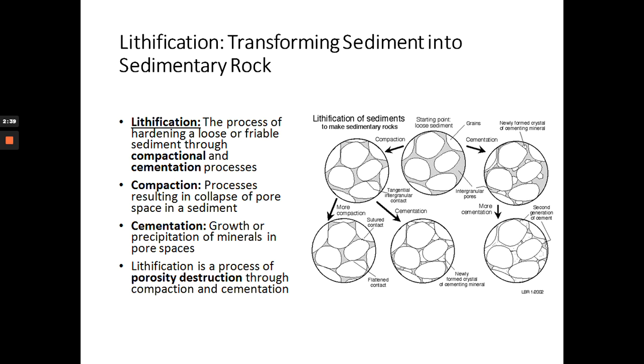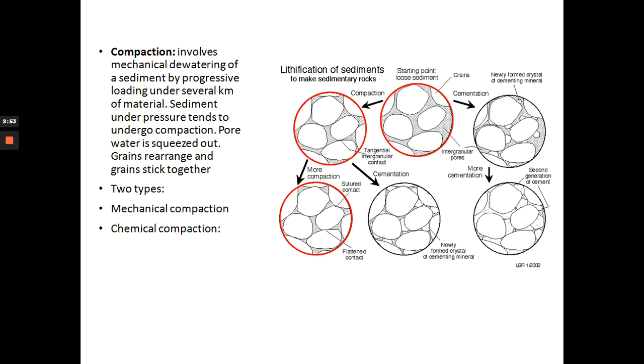So lithification in general is a process of porosity destruction through compaction and cementation. Generally, you lose porosity because of compaction and cementation. But I'll show you later that is not always the case. Yeah? So here we are going into more detail. Compaction involves mechanical dewatering, meaning that when you compact a sediment, you have less and less space, right, in between the grains. The water inside the pores will be pushed out. So that is dewatering.